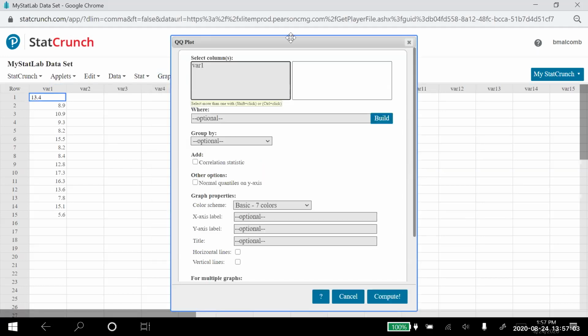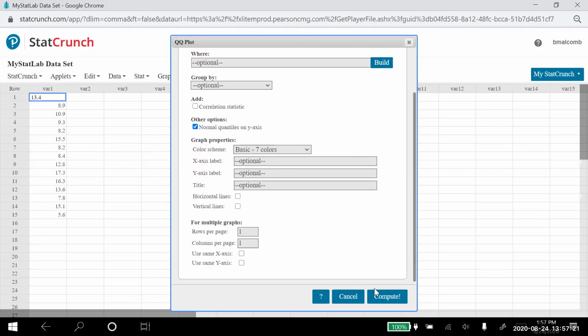Okay, so it says, all right, what variable? Oh, variable 1. That's my data. That's the only variable I have. The rest of them are all blank. Now, I will tell you, here's a key part to this. You have to click normal quantiles on the y-axis. And I'll show you that when we see the QQ plot. And that's the only difference you have to do, and then just compute.